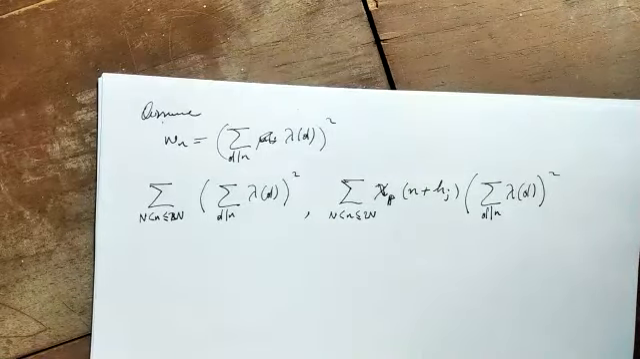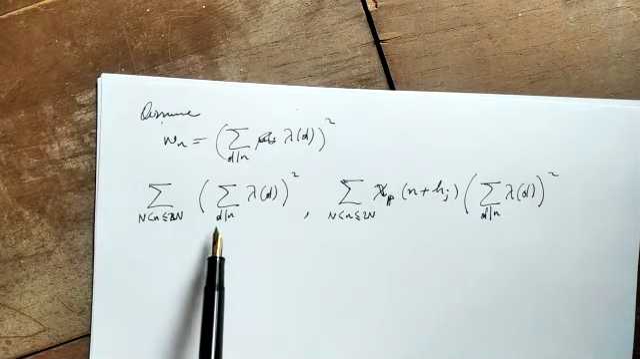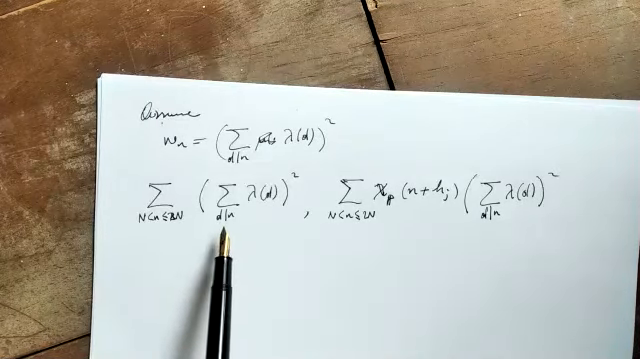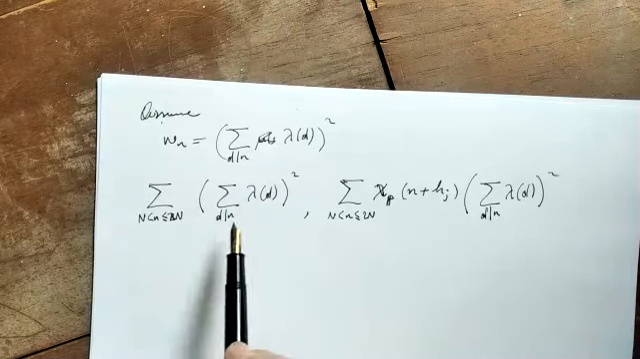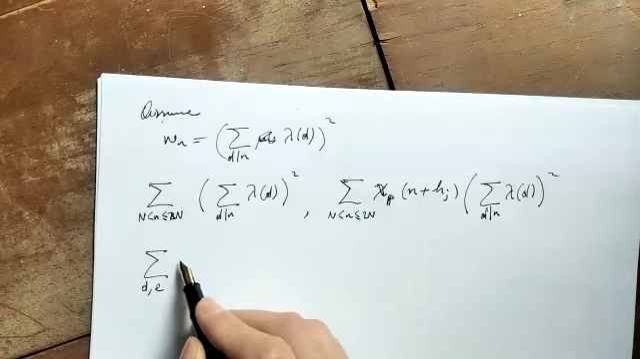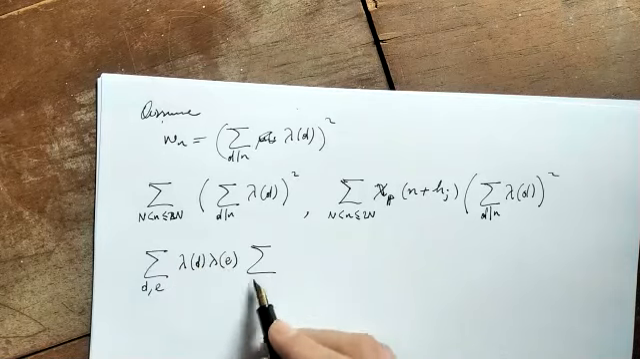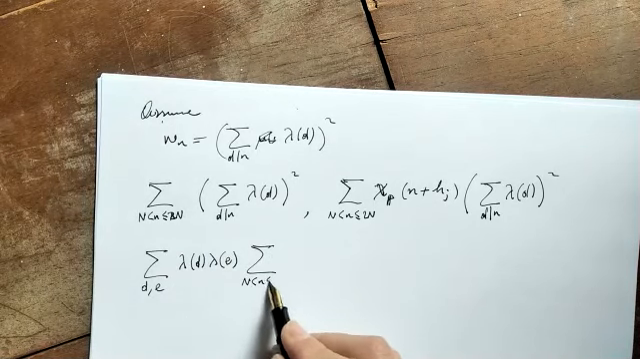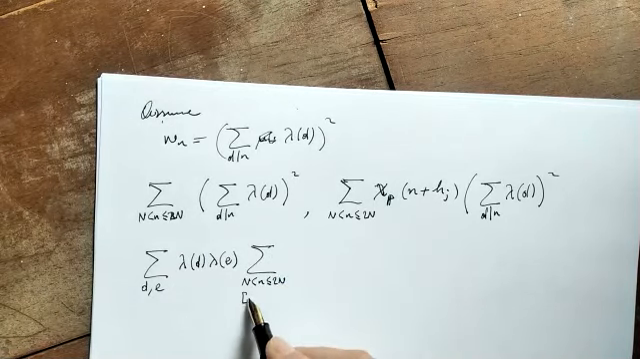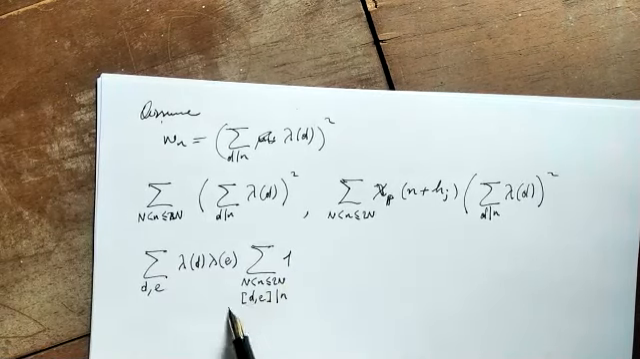So working with this is not much of a problem. You simply expand the square and you rearrange sums. What you get is a sum over d, e of lambda d lambda e and a sum over n such that the least common multiple of these d and e divides them. There's no problem dealing with this.